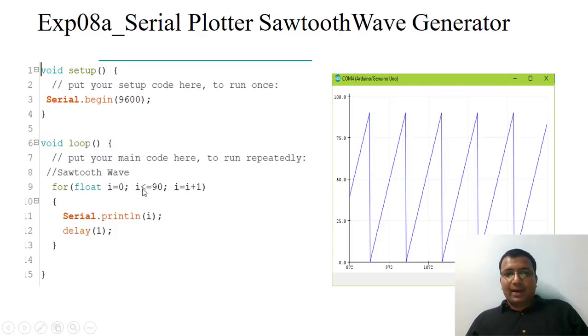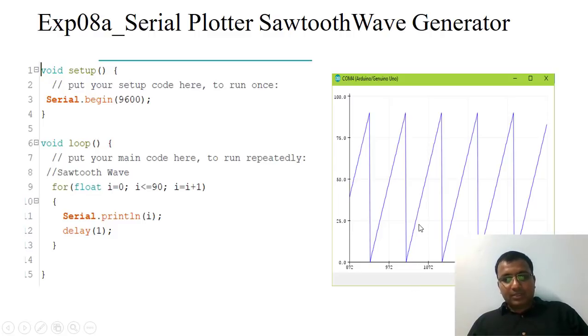Float i equals 0, i less than or equal to 90, i plus plus, and I have delayed with 1 millisecond. So every time, with 1 millisecond, it has a new value and it's delayed, and again it's printed like this. It will print line by line, and once it reaches 90, it comes back to the for loop, and this is under a while loop. That's why again i is 0. So again it comes down to 0.